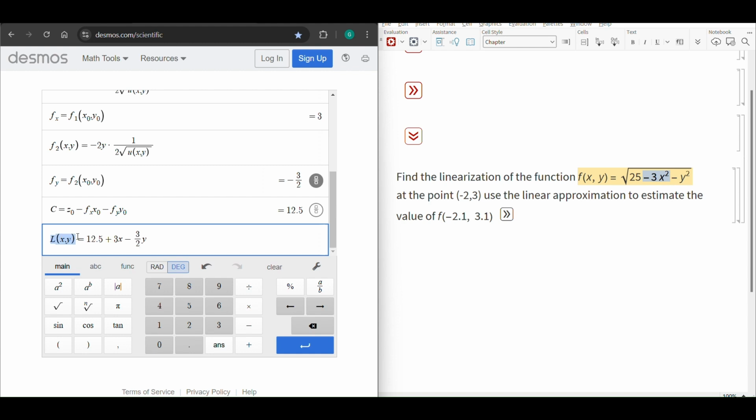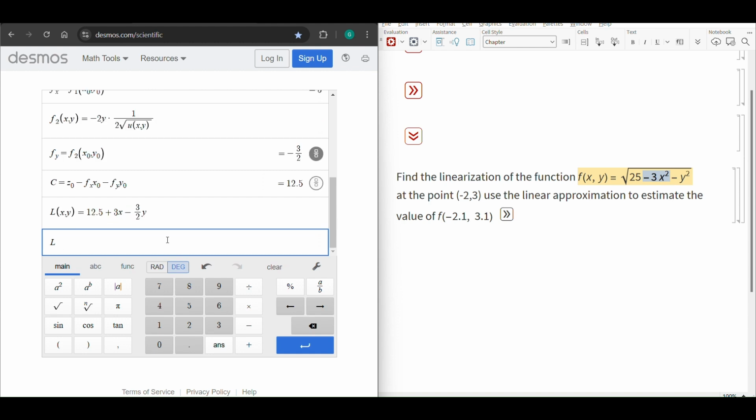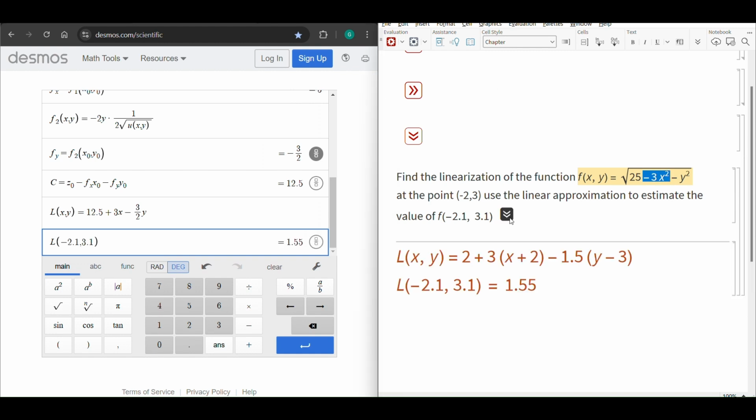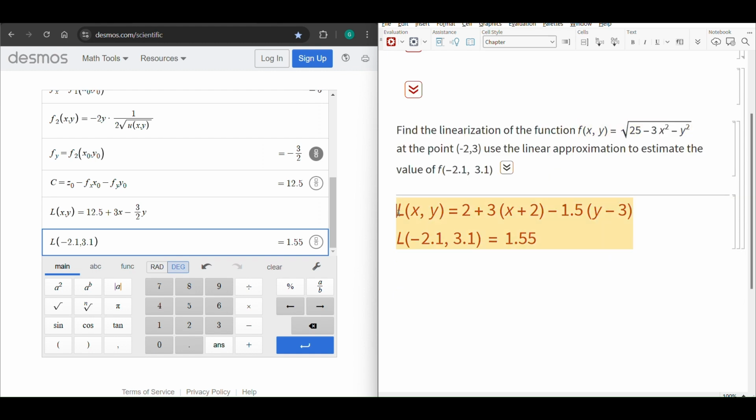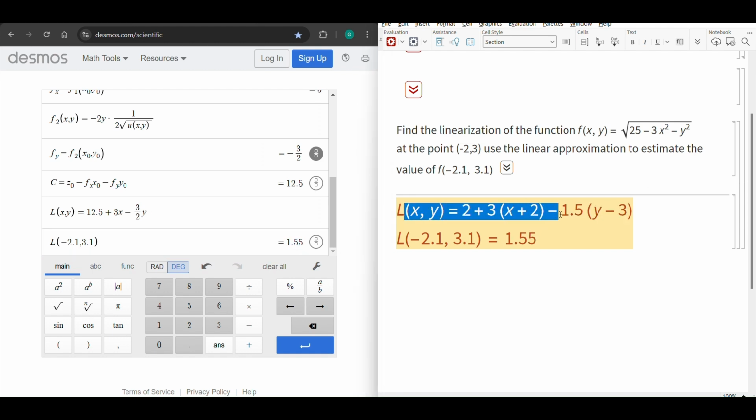And what's nice about having written it out in this function form is now I can just do L of negative 2.1, comma 3.1, and now I have my answer. Let's see if this is correct. It is correct. Now, you notice I didn't simplify the function here. So you might ask, how do I know it's correct or not? Well, I evaluated my function, which is simplified, and got the same answer as this function, which is not simplified, because they are, in fact, the same function.